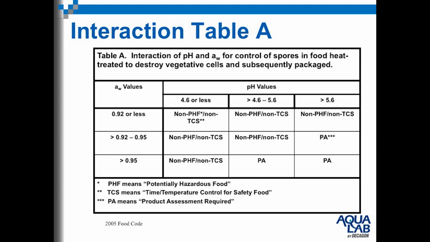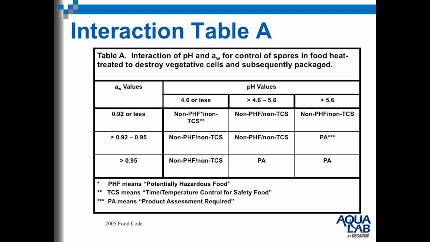So PHF means potentially hazardous. That means that food has the potential to support the growth of dangerous microorganisms that could cause foodborne illnesses. PA means that you need a product assessment, which means that for the products that have water activities and pH values that fall under the cell that shows PA, you would either have to have time temperature control for that product, or you have to prove that you have a preservative system that is going to be effective at preventing growth. But these tables, there's two tables. Table A is what I'm showing now, and you'll see Table B.